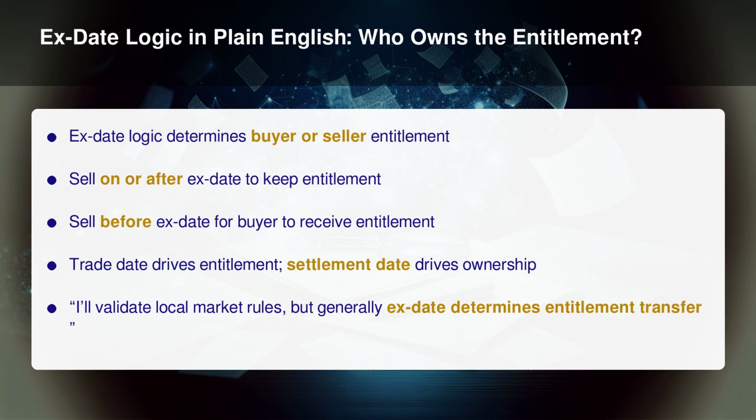Interviewers love a comparison. Trade date drives entitlement in many markets. Settlement date drives ownership in others. So you must confirm market convention. A good answer: I'll validate local market rules, but generally X-date determines entitlement transfer.